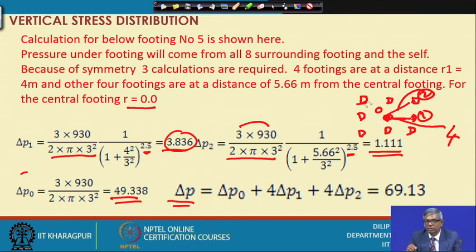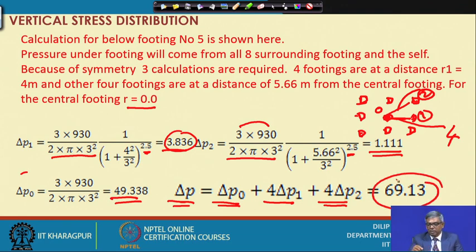Then what is the total pressure because of all 9 footings loaded? I want to find out the pressure below this footing. Then what I have to do is find the pressure because of this footing only, applying at the center, and then apply the 8 footings. So, delta p will be delta p naught plus 4 delta p 1 plus 4 delta p 2, because 1 2 3 4, similarly 1 2 3 4. So, you are getting 69.13.